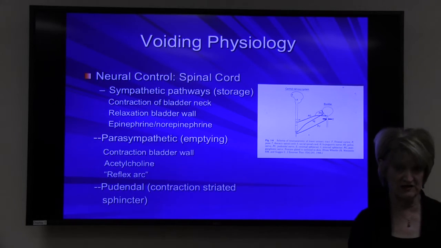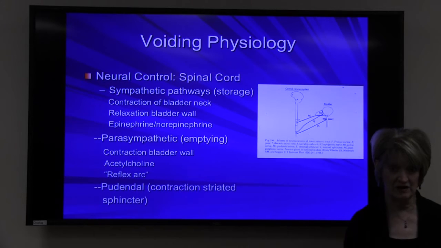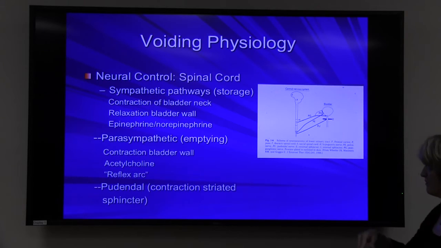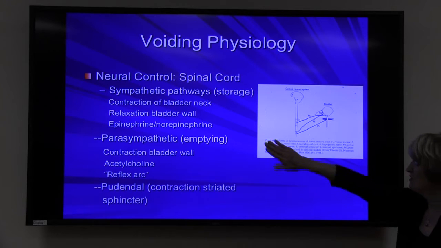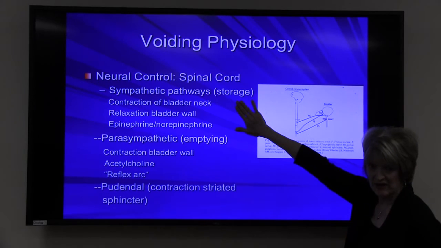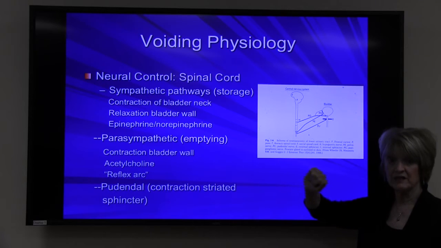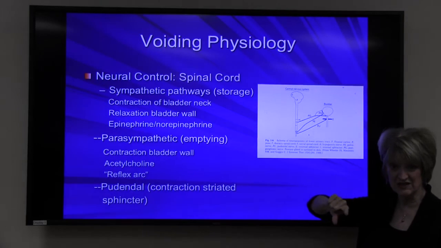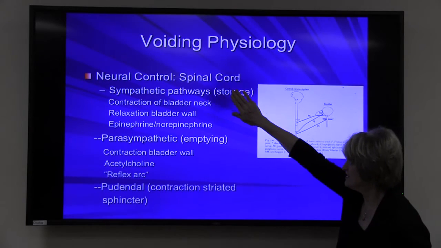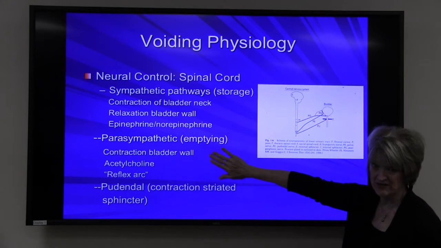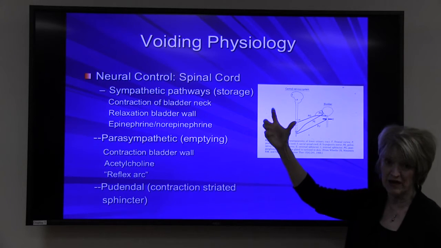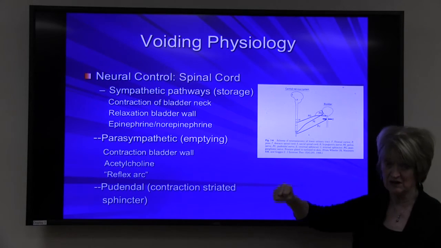So when are the parasympathetic pathways going to be active? During voiding, when the pontine micturition center is in control. So if the pontine storage center is in control, sympathetic pathways will be active, bladder neck stays tight, bladder wall relaxes. If the pontine micturition center is in control, these pathways are shut down, parasympathetics are activated, and now you get bladder wall contraction and empty.